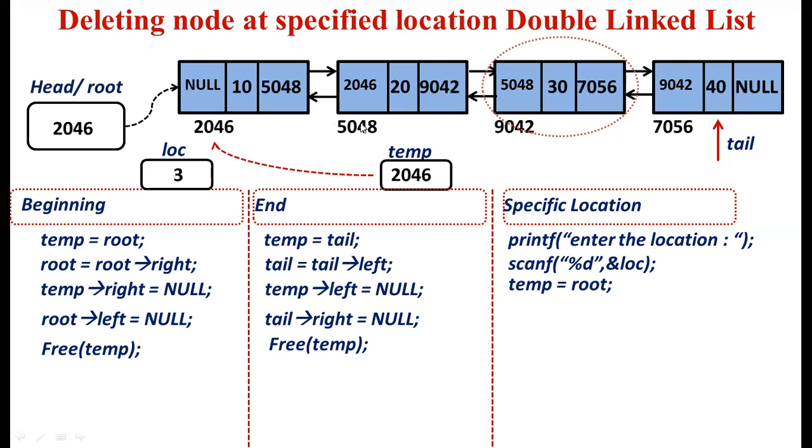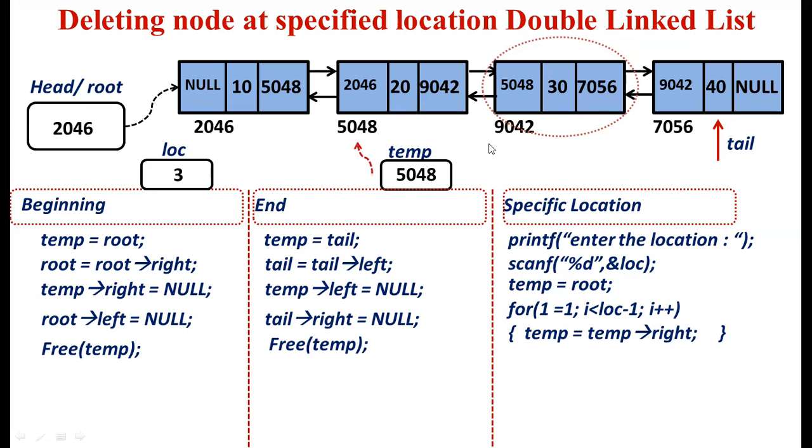Now we need to bring the control of this temp to this particular location, that is, to the second location in this particular example. So how can we bring it? We can either use the while loop or the for loop. Here let us use the for loop. For i is equal to 1, i less than location minus 1, i plus plus, I am assigning temp to right value into temp.